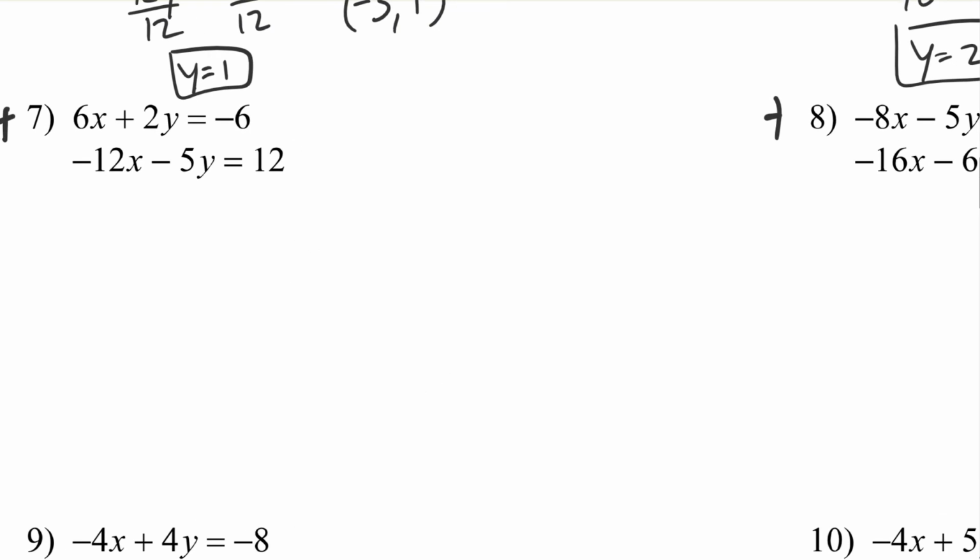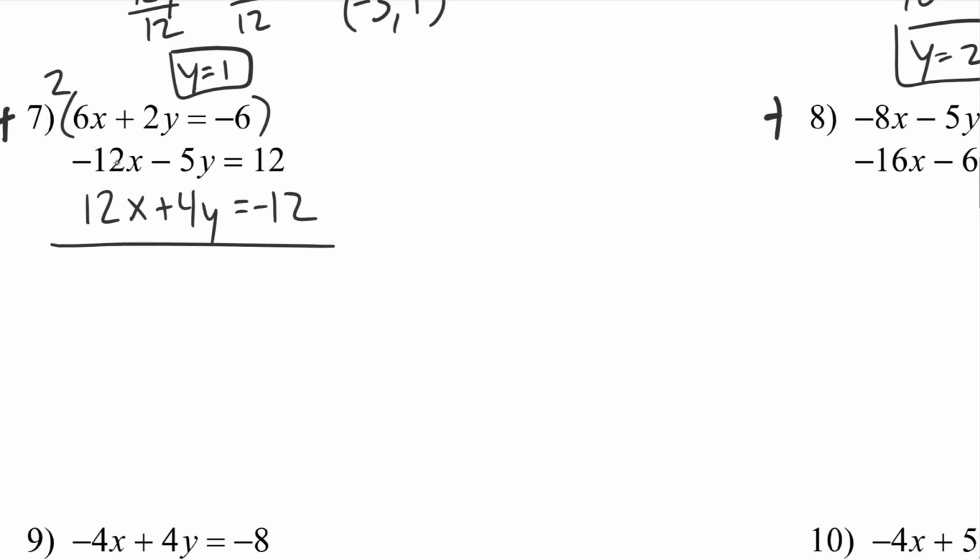Let's simplify the x's. If I multiply this top equation by 2, I'll get positive 12x plus 4y equals negative 12. So when we add these together, our x's cancel. Negative 5y and 4y make negative y, and 12 minus 12 makes 0. So if negative y equals 0, then y equals 0.